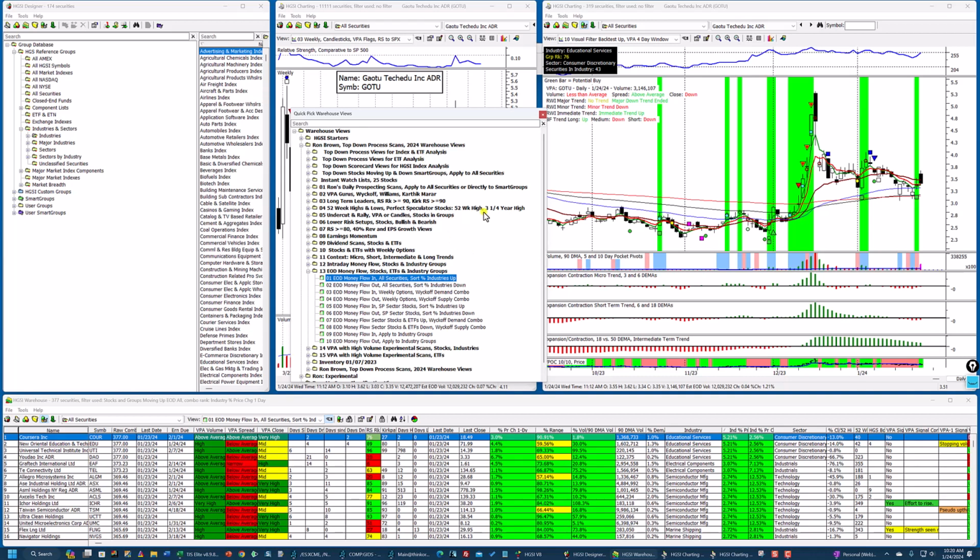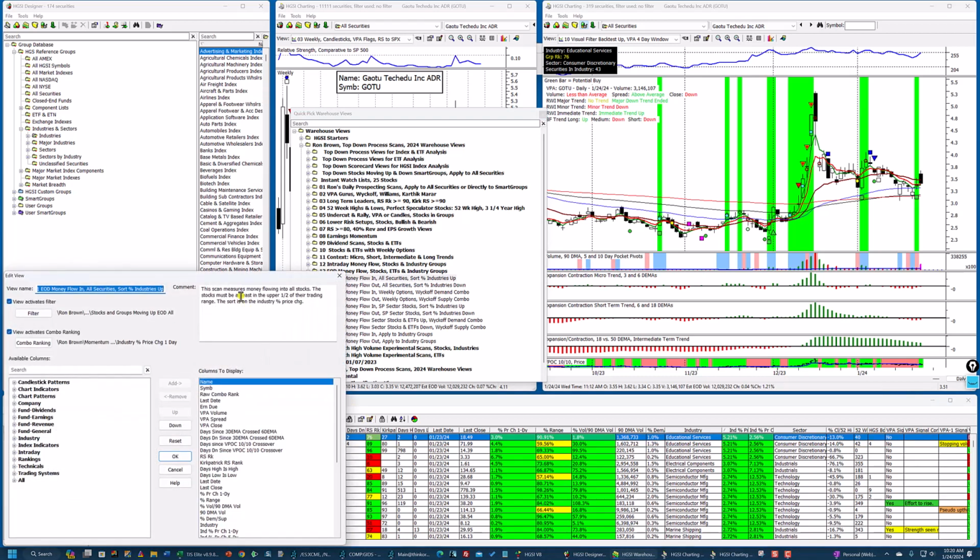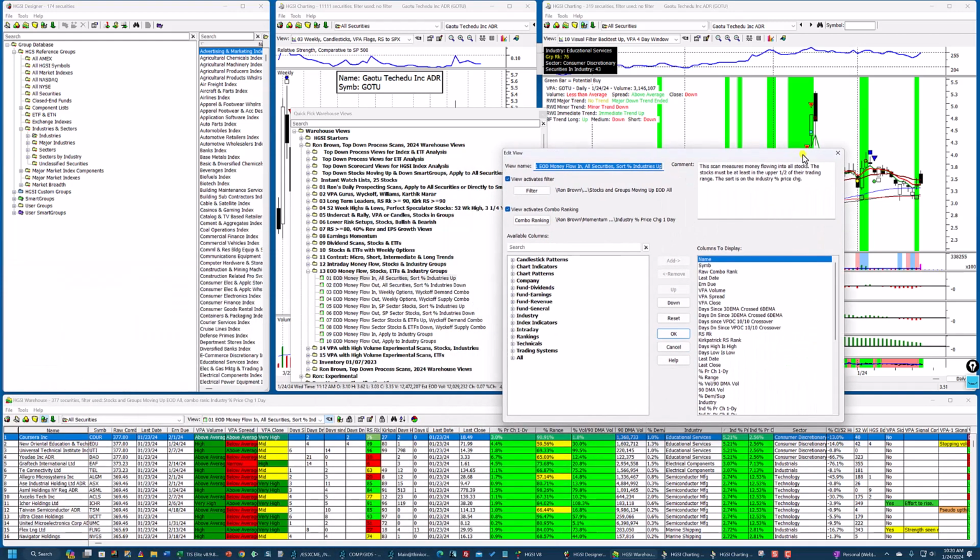Now, I want to point out that if you go to your warehouse view, and this icon right here with the pencil, if you click on it, it's going to open up this window, and on these money flow indicators I have entered comments telling you what these scans do. The reason I did this is because there's a lot of scans here. It can be confusing, and I want to give you a short commentary on what each does.